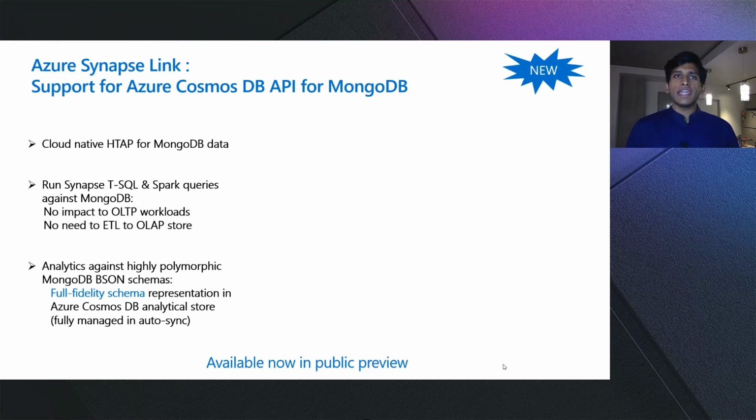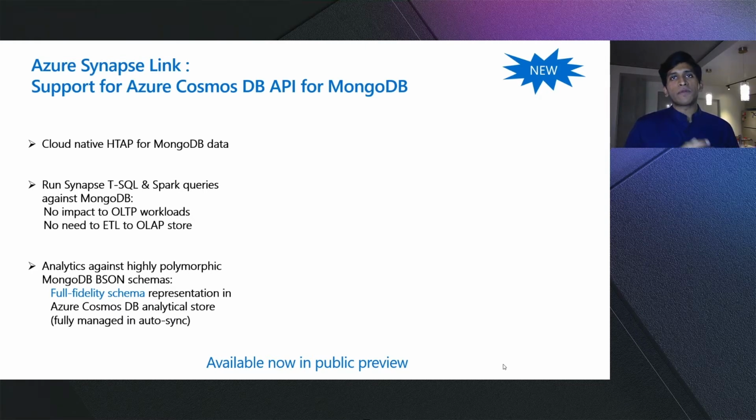Further, we have made an additional investment in how we manage the schema of the analytical store during the fully managed auto-sync functionality, especially for highly polymorphic NoSQL schemas, which we love in Cosmos DB being a schema-agnostic NoSQL system. To provide an optimized storage representation for analytical workloads, Cosmos DB creates a tabular schematized representation of the data in analytical store, even when the data in the transactional store is non-schematized. This poses two unique constraints.